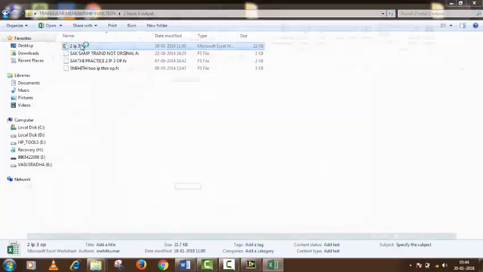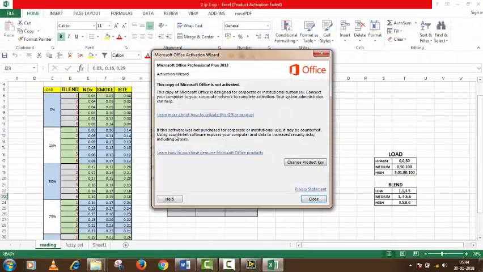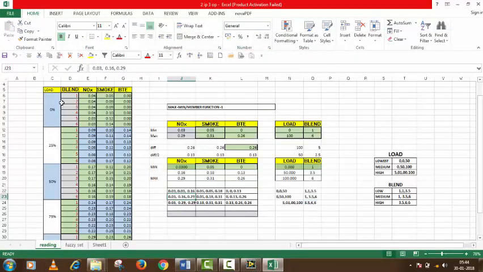For your understanding purpose, this is a reading. This is an exploratory analysis that I observed from my experimental setup. I have two inputs, load and blend, and three output parameters which I observed from the engine. This is a small example. Load and blend are the inputs, and NOx, smoke and brake thermal efficiency, BTE, are the output parameters.